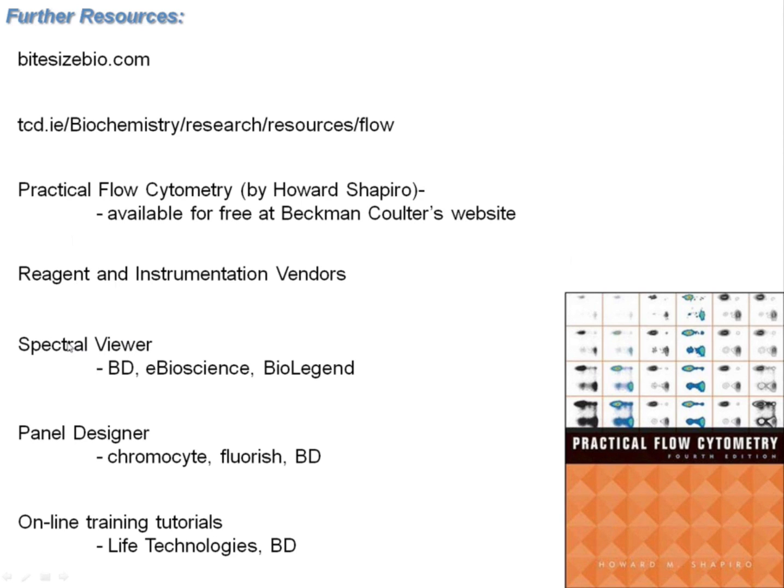There are spectral viewers for designing your fluorochromes, as well as panel designers where you're designing not just your fluorochrome but also your marker. There are various ones, again, associated with the vendors or else just with particular websites, like Chromosite or FluoroFinder.